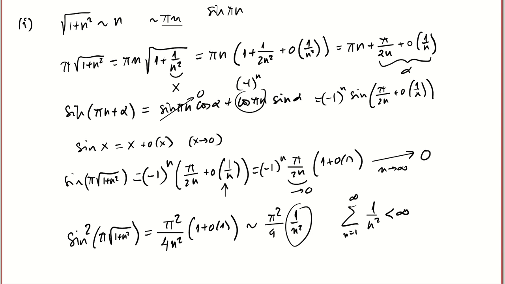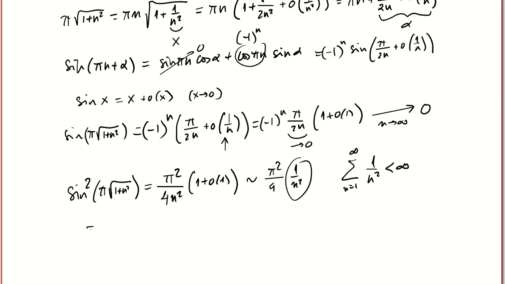So the sum from 1 to infinity of the sine of pi times the square root of 1 plus n squared is also a convergent series.